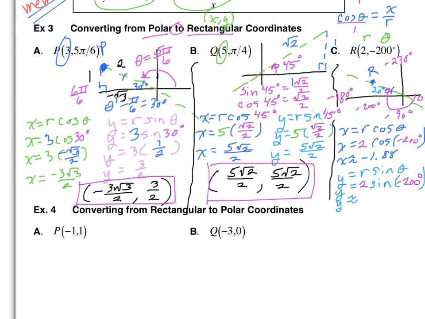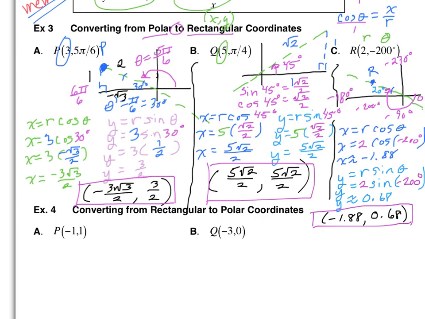In quadrant 2, yeah. So 0.68, yep. And so your answer is negative 1.88, comma 0.68. So sometimes we will have an estimated answer, but only if it's not a special right triangle. So that wasn't so bad, was it?